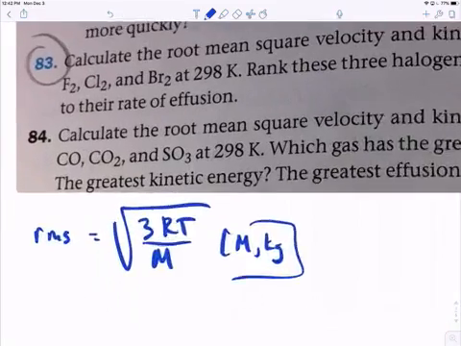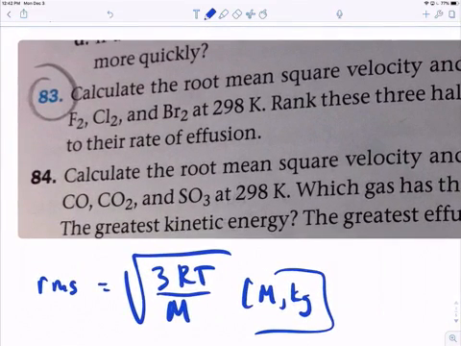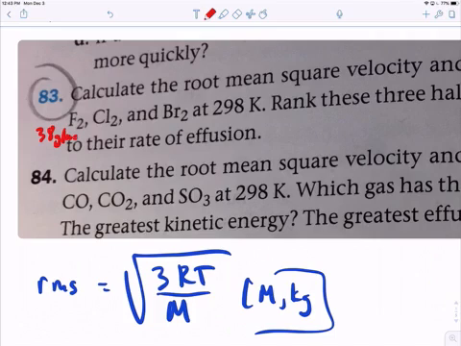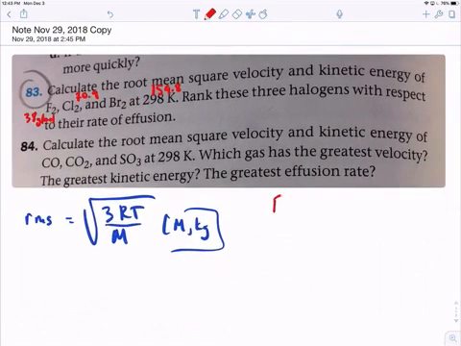So the masses: this is fluorine. This is going to be 38 grams per mole. Chlorine is going to be 70.9. And bromine, is it 79.9? 79.9, so that's 159.8. So we have fluorine at 38 grams per mole, chlorine at 70.9 grams per mole, and bromine at 159.8 grams per mole.